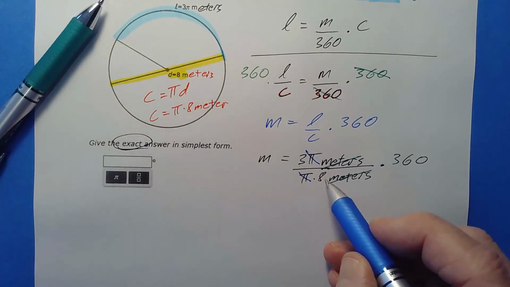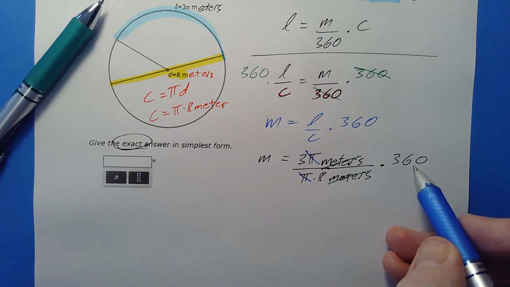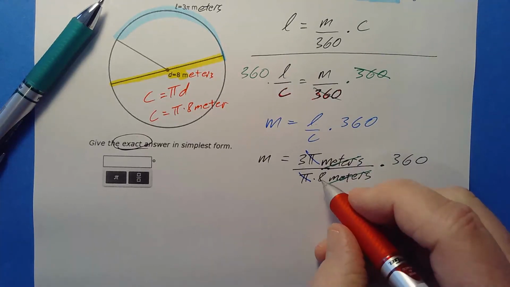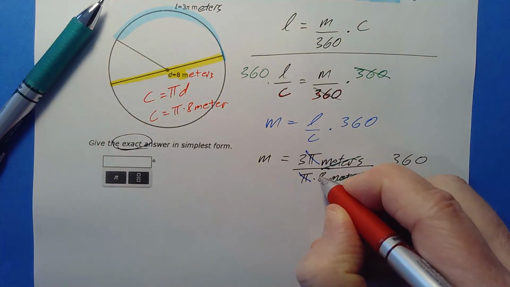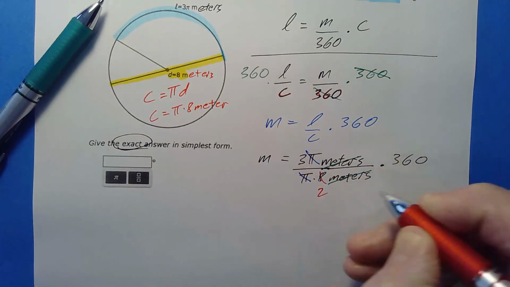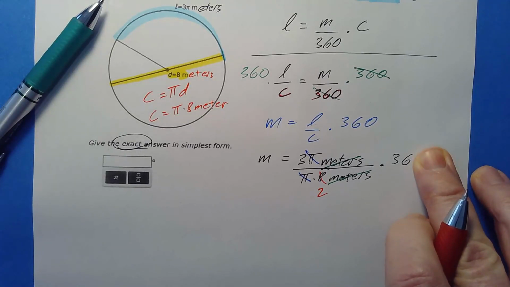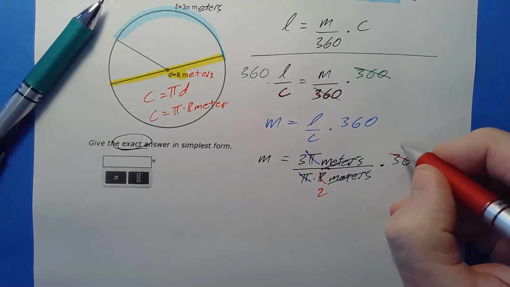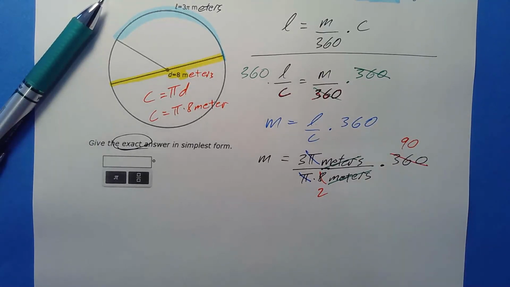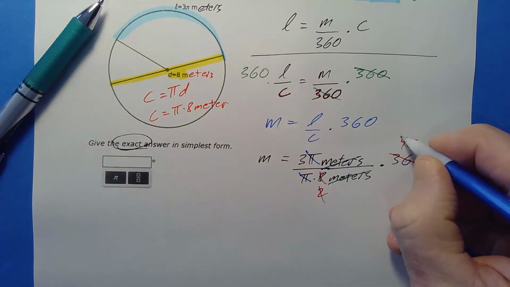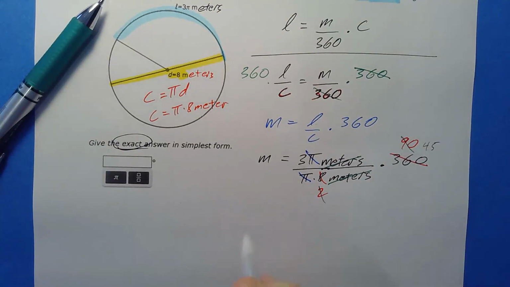Now, let's see. 8 goes into 360. Let's see if I can remember that. Well, I know that 4 goes into 360. Let's just do that one because I can do that one in my head. So 4 goes into 8 twice. 4 goes into 360, because 36 divided by 4 is 9, so this is 90. Oh, but wait. That's pretty cool because I know how many times 2 goes into 90. 2 goes into 90 45 times.